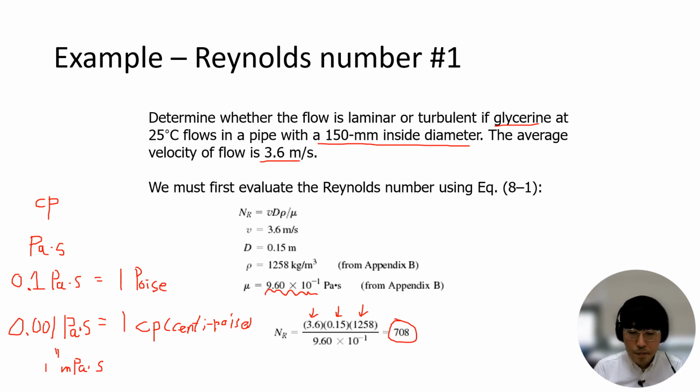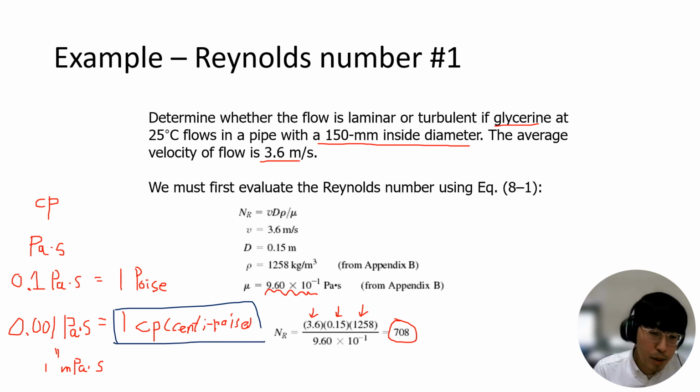And we more often use the centipoise than the Pascal second, and that's because for the reference fluid, which is water, if you use the Pascal second, then the viscosity of the water is just too small. So instead of the Pascal second, we often use the centipoise, because the viscosity of water at room temperature is about 1 centipoise. So that's why we use the centipoise more often.